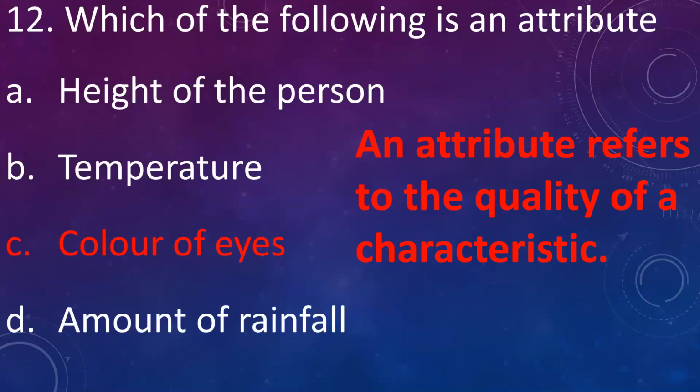Now attribute refers to the quality of a characteristic. So here in the given question, color of eyes is the attribute, whereas the height of person, temperature, amount of rainfall, these are the variables.